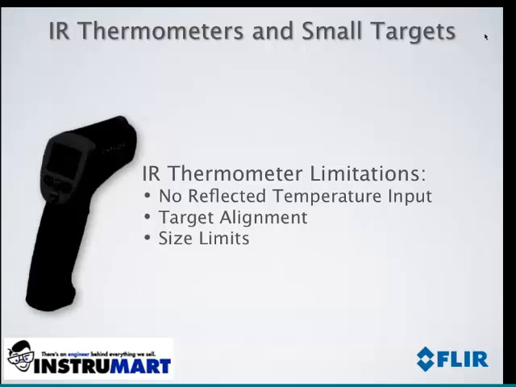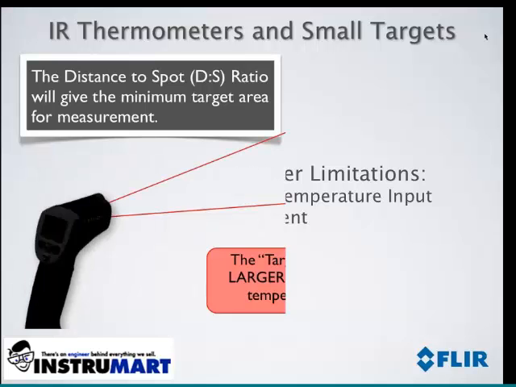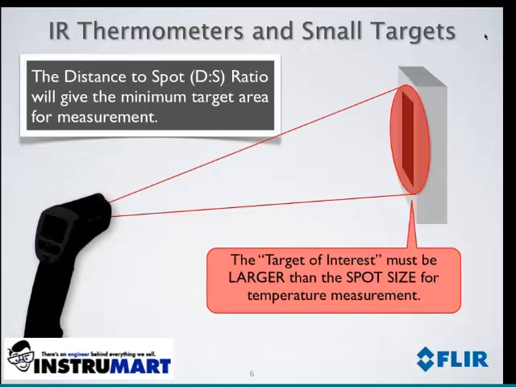With typical IR thermometers, our threshold was more at 25 by 25 millimeters. So there are size limitations associated with these IR thermometers. And let's review that in just a little more detail. First of all, IR thermometers have what's called a distance to spot ratio, and the ratio will give you the minimum target area for measurement.